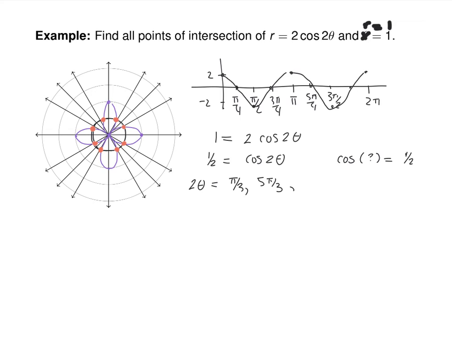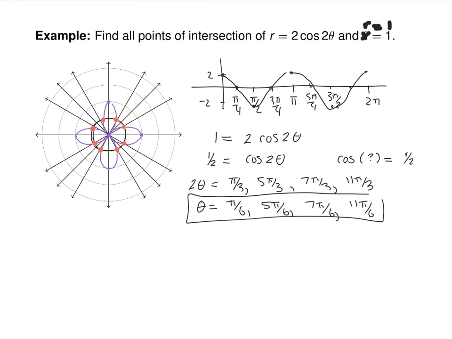And because this function is oscillating twice as fast, we have to actually go around the unit circle twice to get all of them. The next point would be 7 pi thirds, and 5 pi thirds plus another 2 pi would have been 5 pi thirds plus 6 pi thirds, or 11 pi thirds. And that gives us theta equals pi sixths, 5 pi sixths, 7 pi sixths, and 11 pi sixths. And my picture was far from perfect, but that appears to be this point, this point, this point, and that point. All of the sixths.